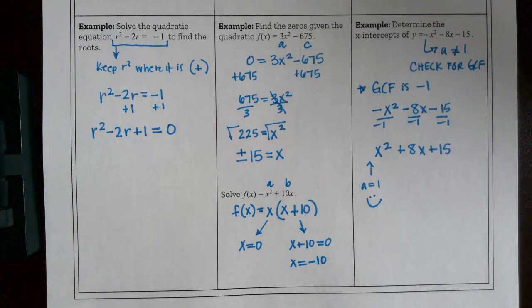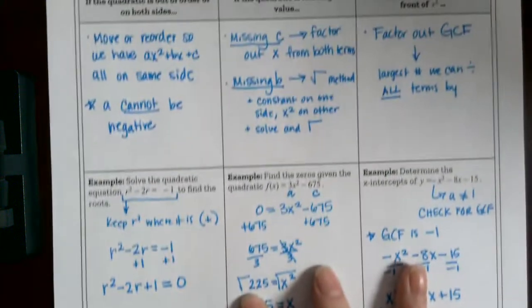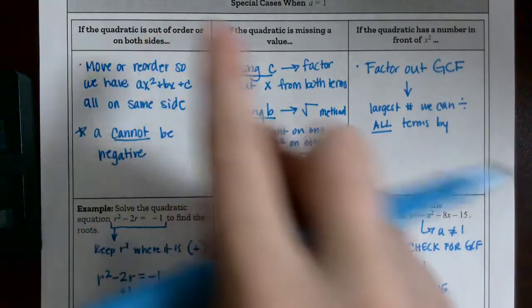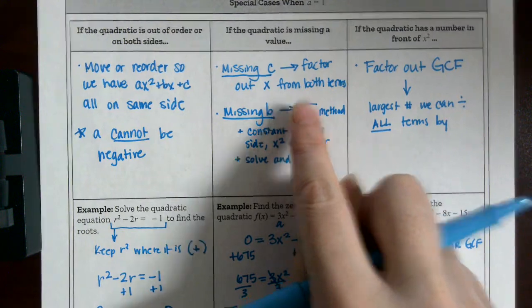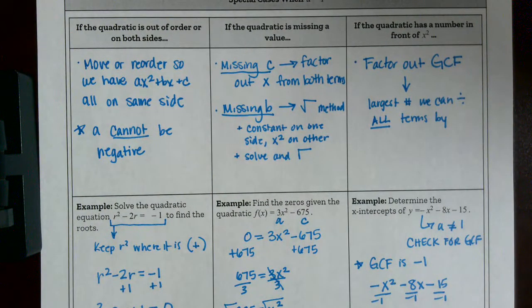So these are 3 special cases, and although they're special, that does not mean they're uncommon. These happen a lot, so you need to know how to do all 3 of these things. Reorder your quadratic, factor when you're missing C or B, and then factor out a greatest common factor.